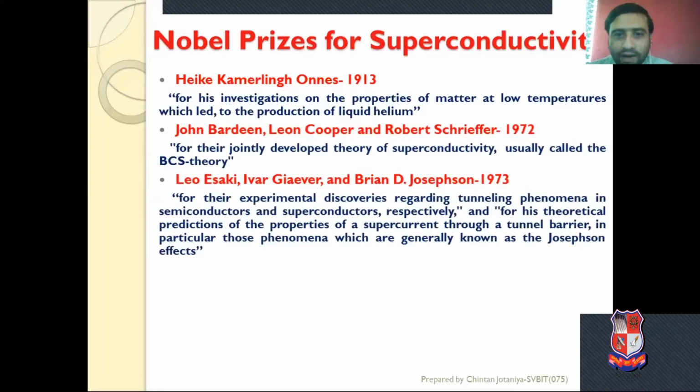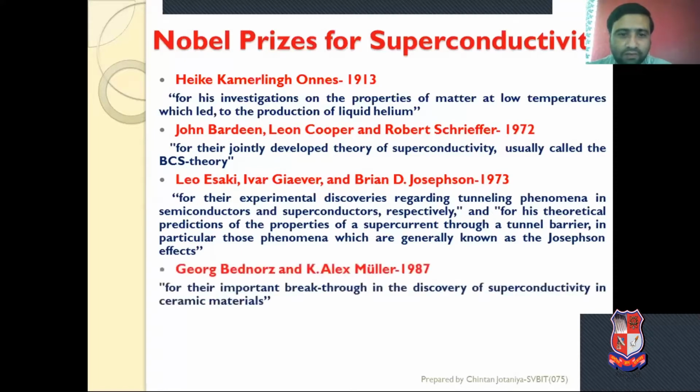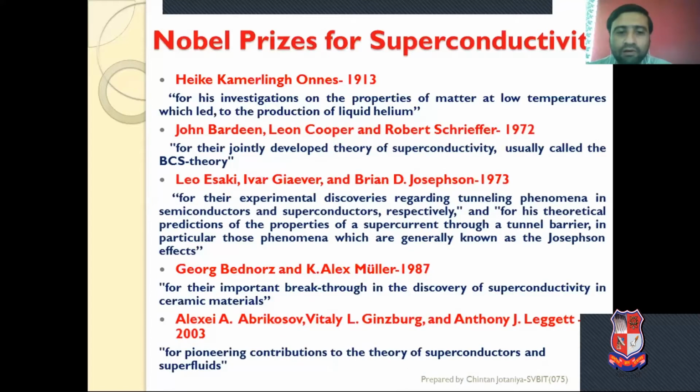Then Josephson and his co-scientists in 1973 got the Nobel Prize for giving the concept of the tunneling effect in superconductors, called the Josephson effect. Later in 1987, Muller and his co-scientist George Bednorz also got the Nobel Prize for the discovery of superconductivity in ceramic materials. A lot of research is still going on. In 2003, another group of scientists also received the Nobel Prize for their pioneering contributions in the field of superconductors and superfluids. So this is a short Nobel Prize history in the field of superconductivity.